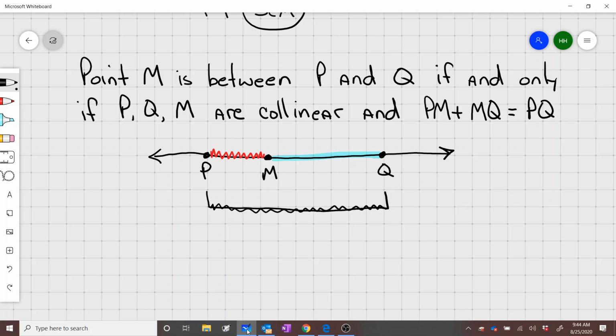Agreed? Now, can you say that, watch this, if we call the entire piece PQ, right? PQ minus PM.